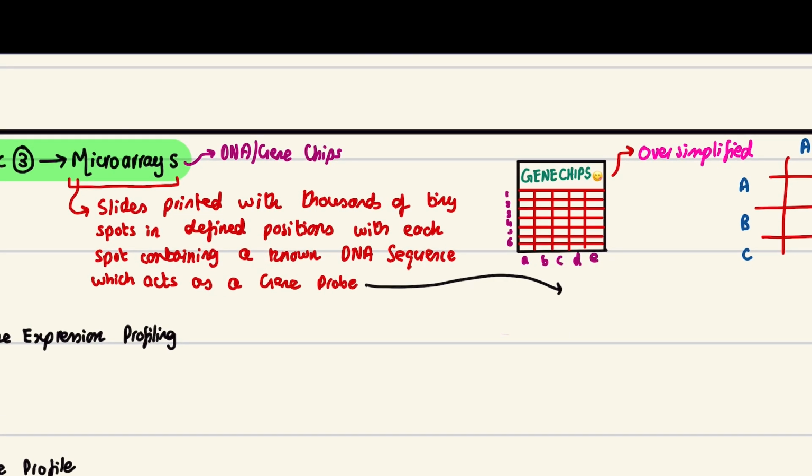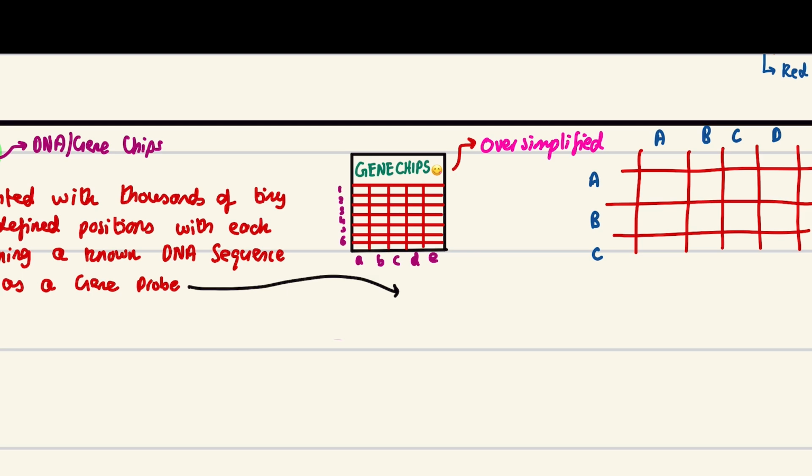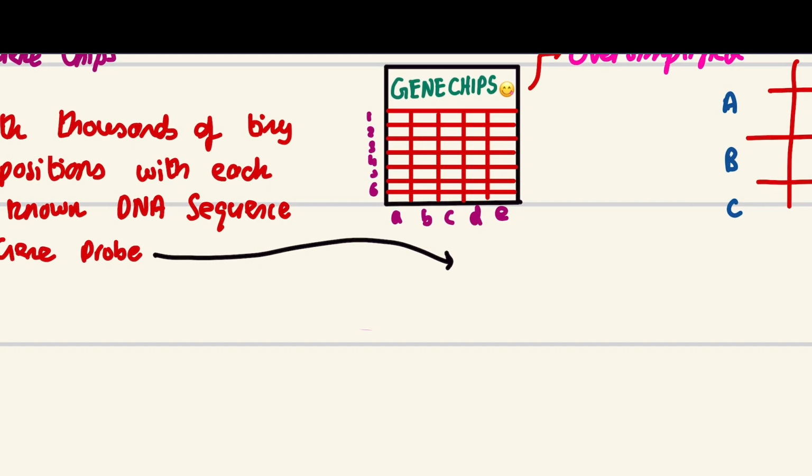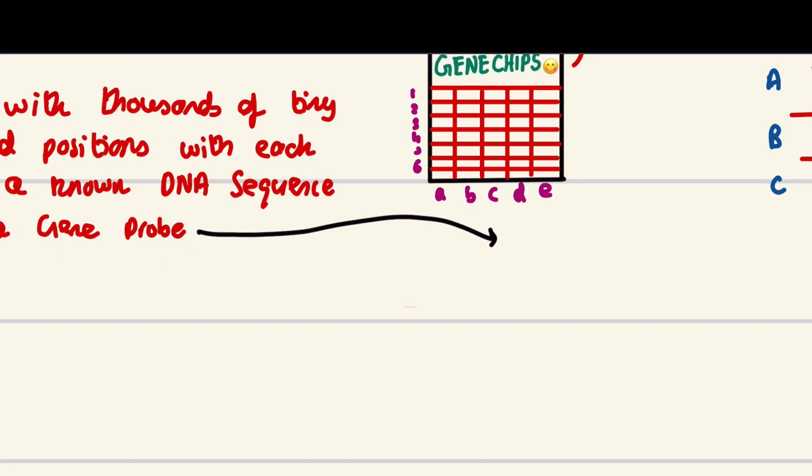Each spot contains a known DNA sequence which acts as a gene probe. Let's talk about the gene probe first. What is a gene probe? The word probe means to detect for something, right? That's the definition of the word probe.